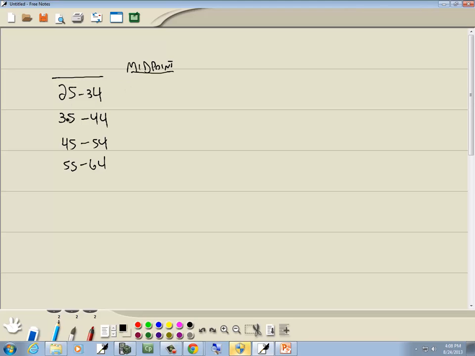We're going to add 25 plus 35. Again, you add the lower class limit here plus the next lower class limit, divide by 2. So we've got 25 plus 35, divide by 2. That gives 60 divided by 2, which is 30. And my class width is 10, which means this must be 40, 50, and 60. Now that's going to go in L1.